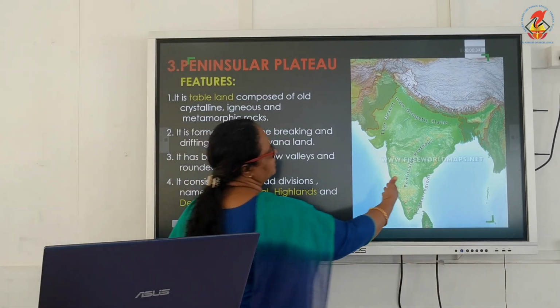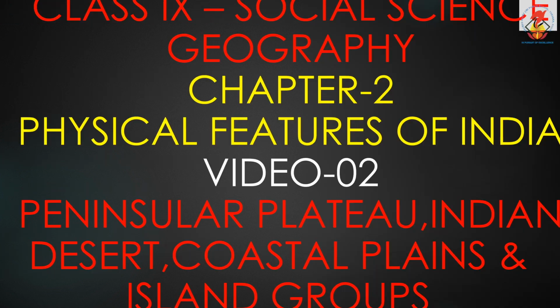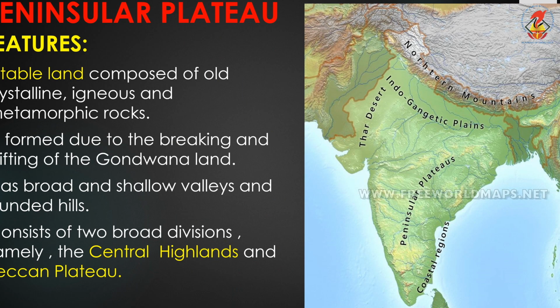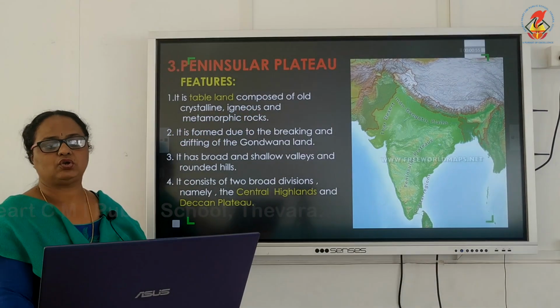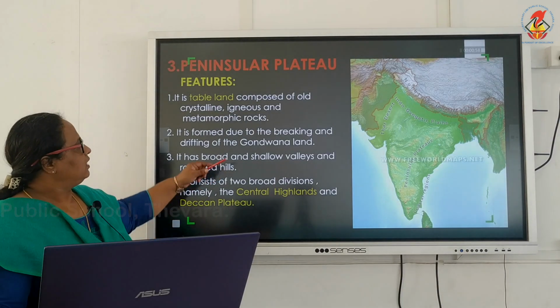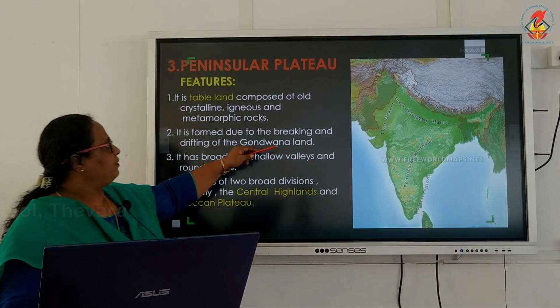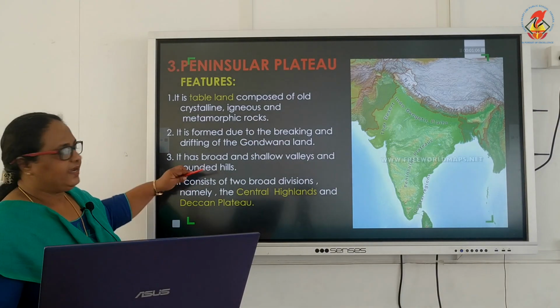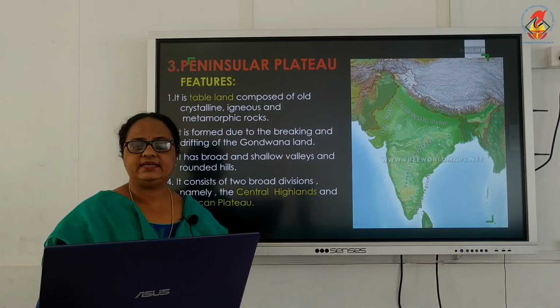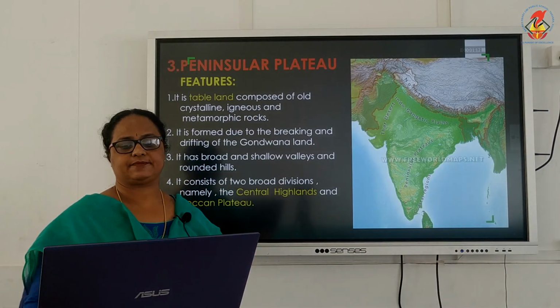You can see the Peninsular Plateau. This particular region is the Peninsular Plateau. The major features of the Peninsular Plateau are: it is a tableland composed of old crystalline, igneous and metamorphic rocks. And this is formed due to the breaking and drifting of the Gondwana land. And it has broad and shallow valleys and has rounded hills.